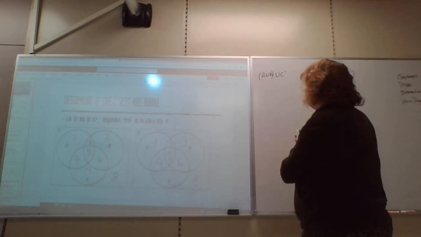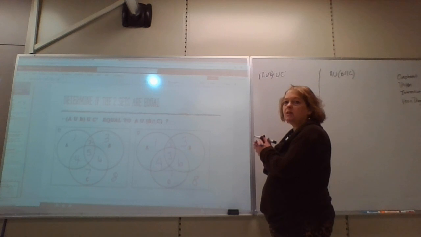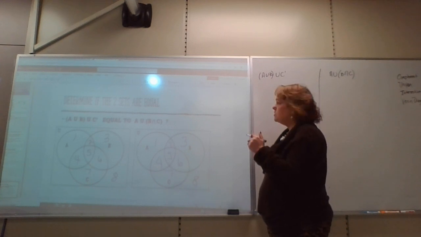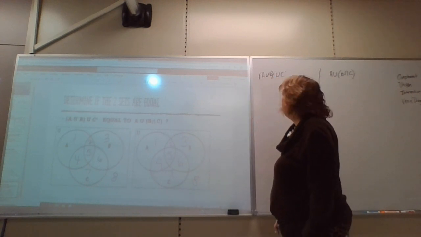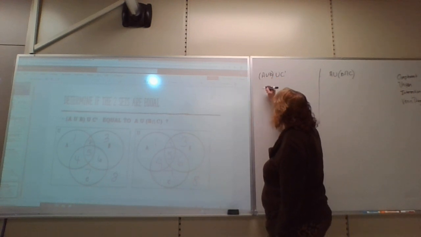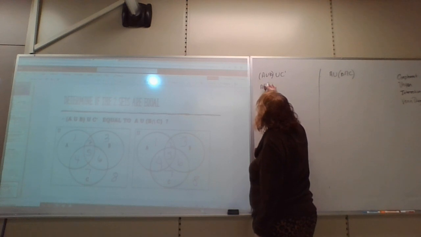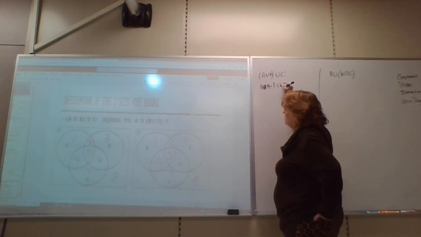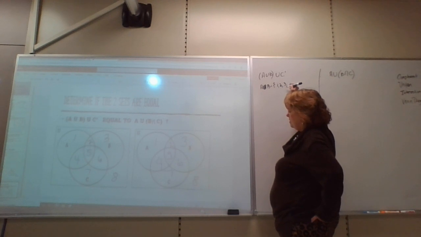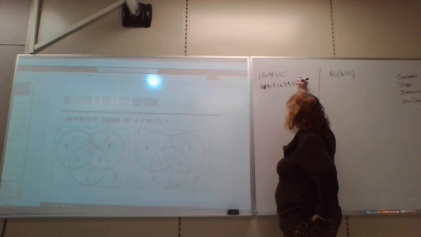So let's find out, what's the first thing I need to do with this one? We need to do what's in the parentheses. It doesn't matter which one you look at. What is A union B? So what do you have? 1, 2, 3, 4, 5, 6, right?